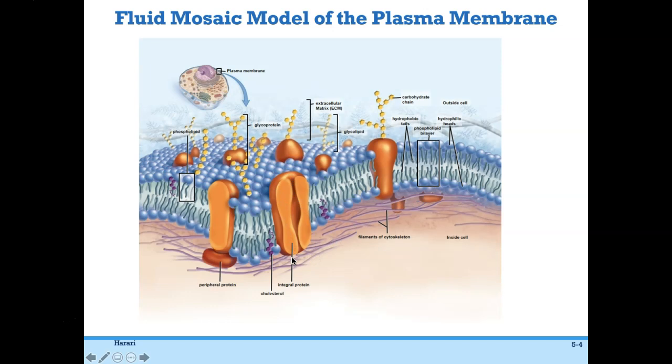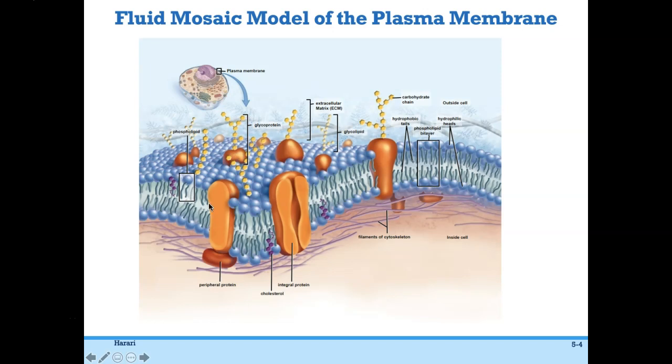So these are anchored in part of the cytoskeleton on the inside of the cell. On the outside of the cell, you can see some of the phospholipids have these sugars attached to them, right? This is a glycolipid. This lipid has been glycosylated. And here you have a glycoprotein, a protein with some sugars attached.